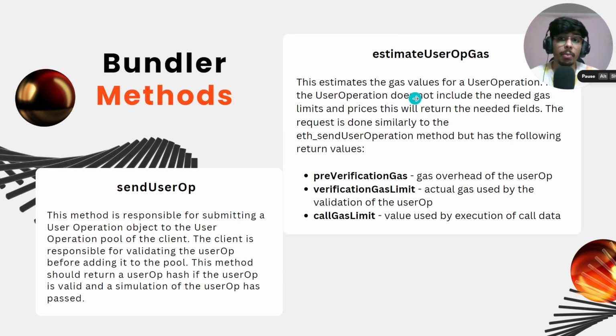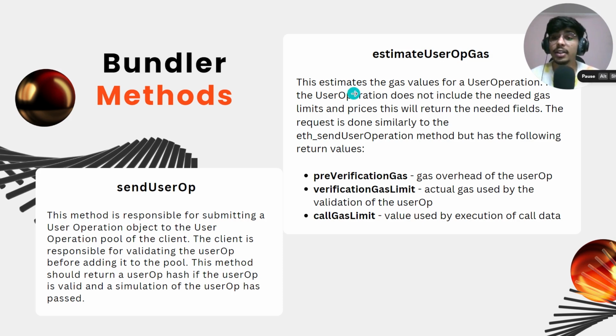Okay, so now we're going to talk about the bundler methods. The very first bundler method is estimate user op gas. As its name suggests, it is used for estimating the gas values for a user operation. If a user operation doesn't have the gas limits or prices, you can use this method to get the gas values, and it primarily returns three values: pre-verification gas, verification gas limit, and call gas limit. Now what are those? Pre-verification gas is the gas overhead of the user op. Verification gas limit is the actual gas used by the validation of the user op, and call gas limit is the value used by execution of the call data.